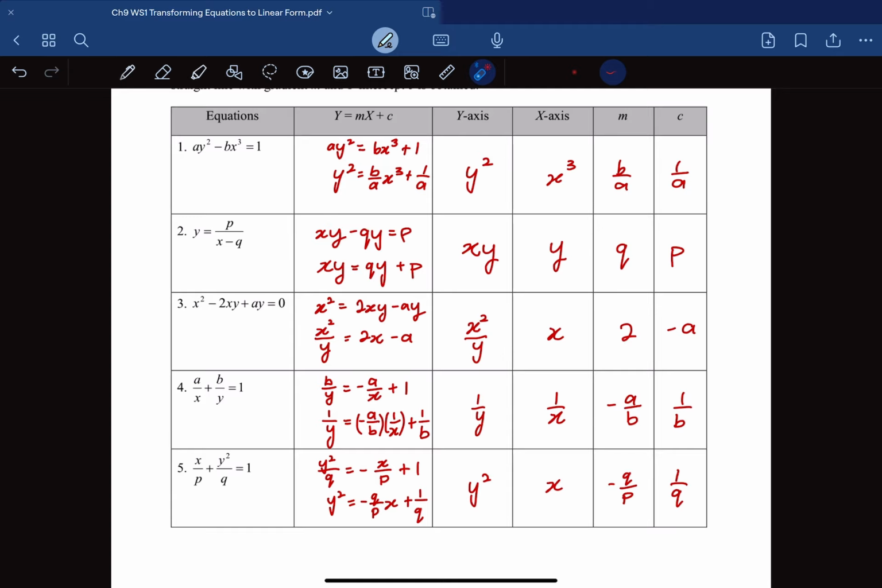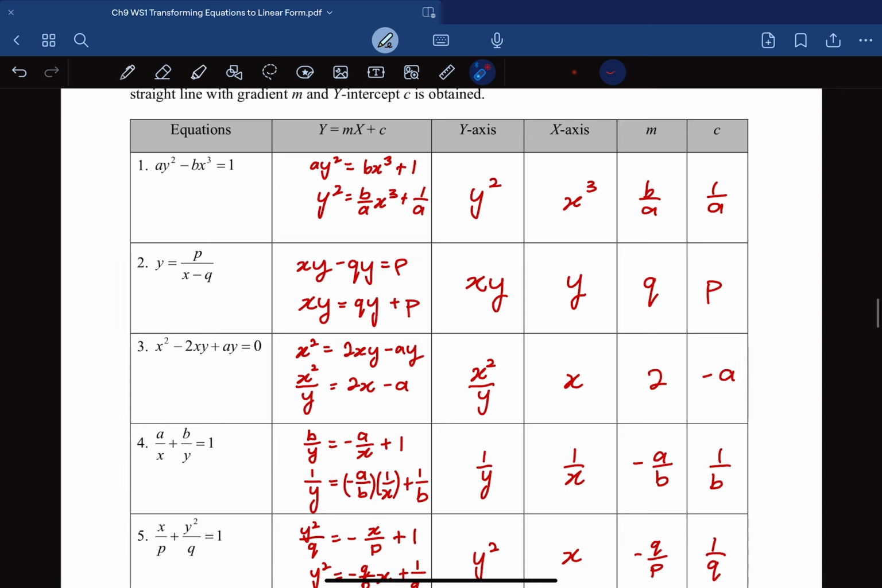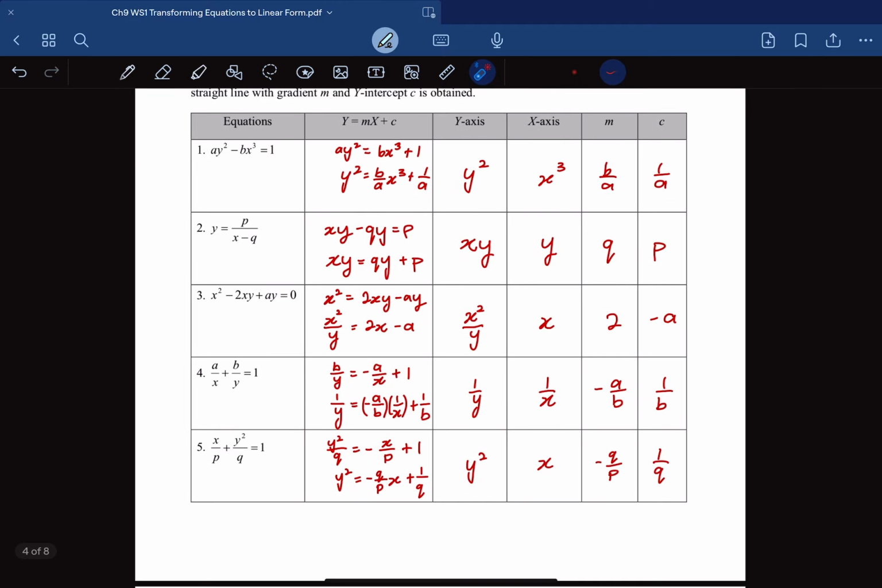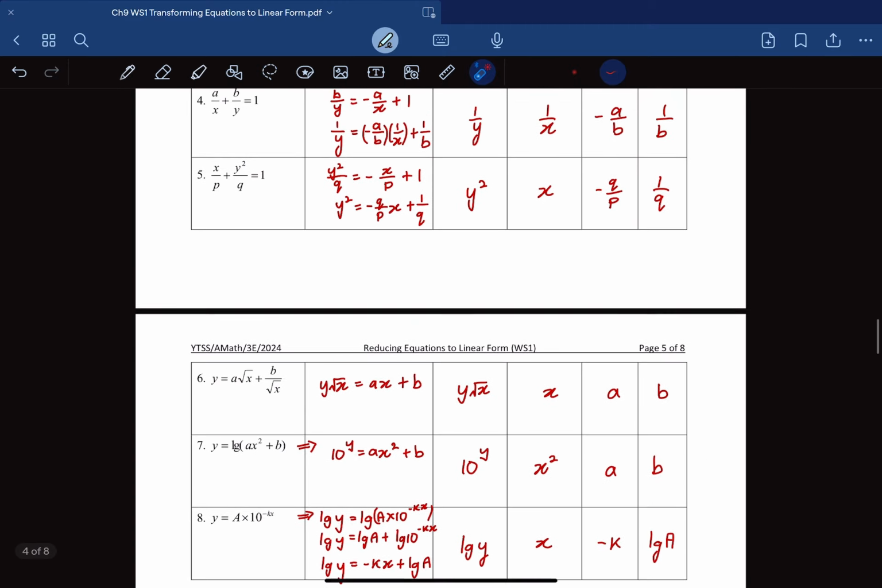But more importantly is that when I rearrange any equation to the linear form, y equals to mx plus c, your x and y axis here should not have any constants like a, b, p, q. They should all be contained within your gradient m and your c. Okay, axis should not have any constants. You should only have x or y. Even your y axis here can just be simply in terms of y, etc.